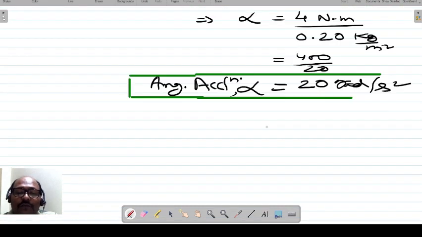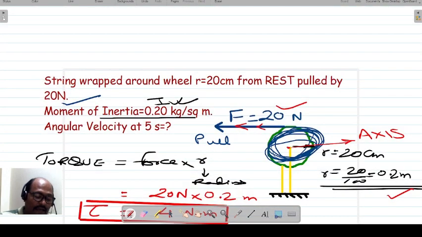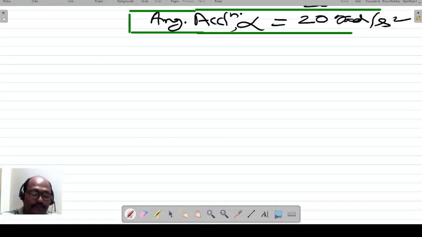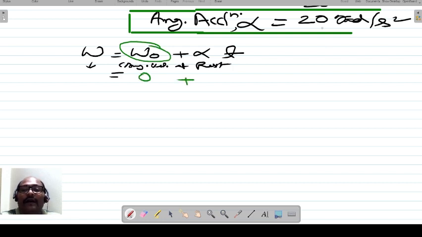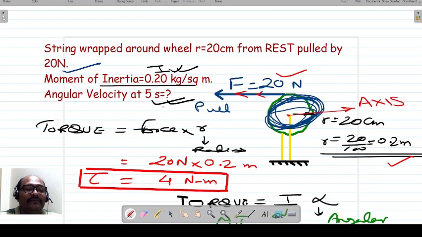Now we'll use the formula. We need to identify the angular velocity at 5 seconds. We know the equation for rotational mechanics, omega equal to omega 0 plus alpha t, where omega is the angular velocity, which we need to identify. Omega 0 means angular velocity at rest, which will be equal to 0. Plus alpha, which is 20, into time. Time is given as 5 seconds.